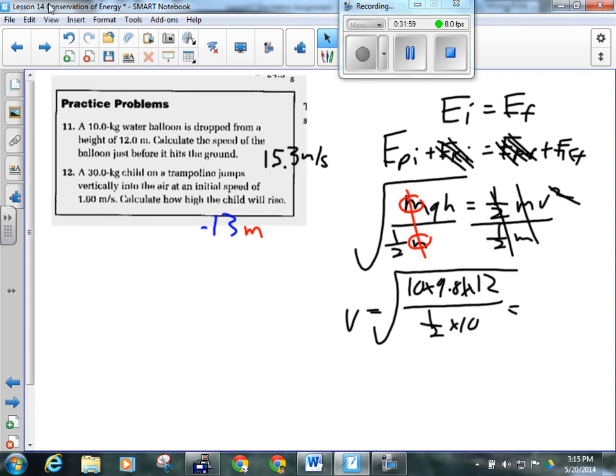All right. How many people have got number 13 done? Try number 13. It's very similar to what we just did, except this time you're not looking for V. This time, you're looking for H. So give 13 a try.